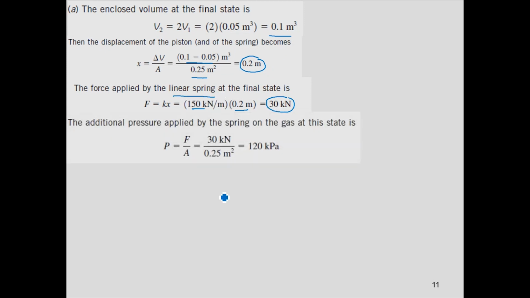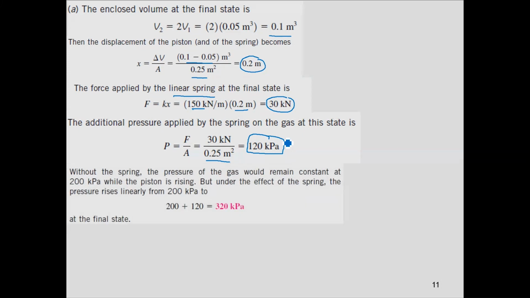And if I know the force, I can divide it by the cross-sectional area to find out the pressure acting on the system due to the spring. So if I know the pressure acting due to this movement of the spring, what is the total pressure inside the cylinder then? Initial pressure plus pressure due to spring. So the initial pressure is 200 kilopascal. This is balancing the atmospheric pressure plus the weight of the piston, and this is basically due to the spring. So the total pressure comes out to be 320 kilopascal.